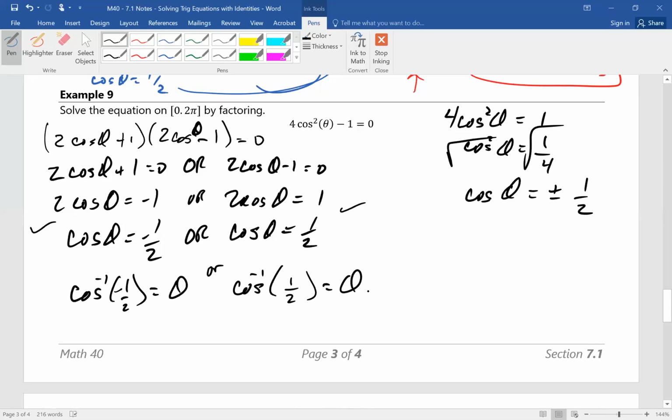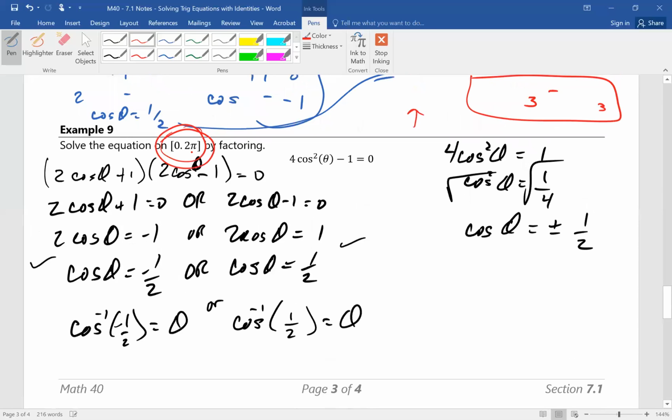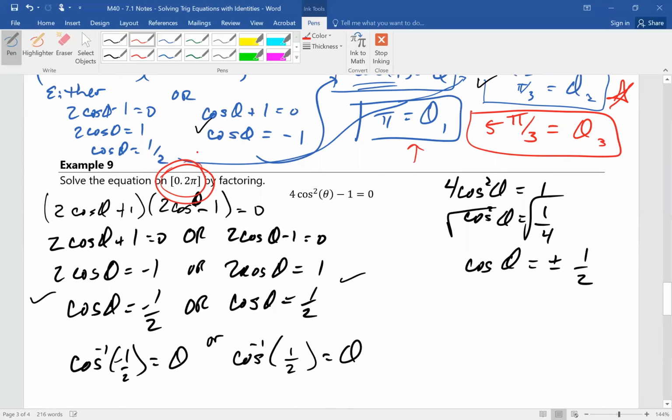So those are the two scenarios we have. Now be careful again, what's the interval they want answers on, or you're being asked to find everything from 0 to 2 pi. Now we can cheat. We already know one of these answers.